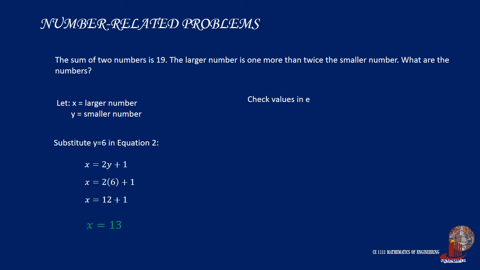Lastly, check the values of x and y using equation 1. That is, x plus y is equal to 19, or 13 plus 6 is equal to 19, which indeed turns out as 19 is equal to 19. So we can conclude that x is equal to 13 and y is 6.